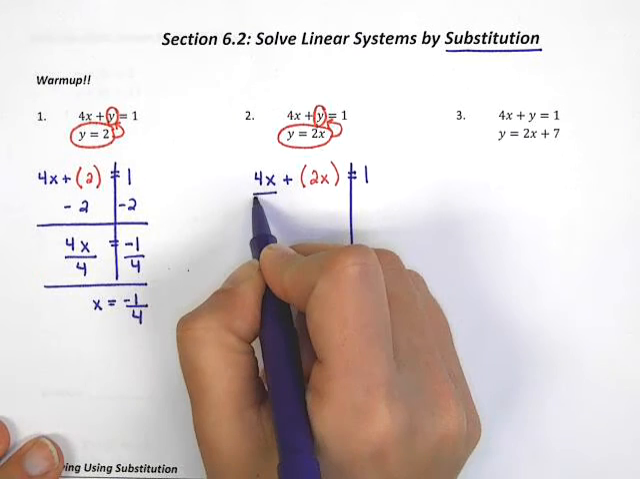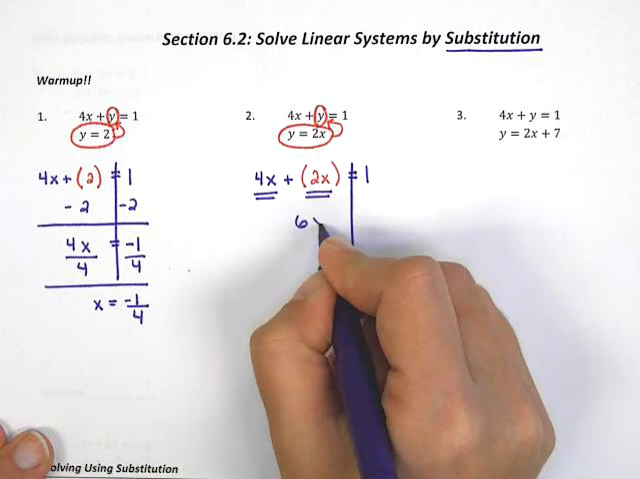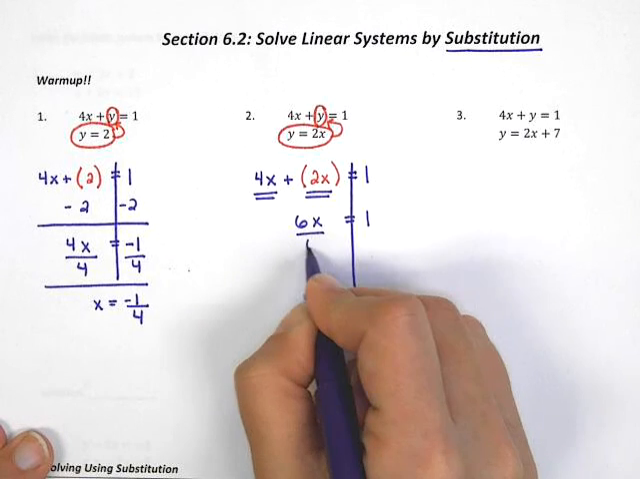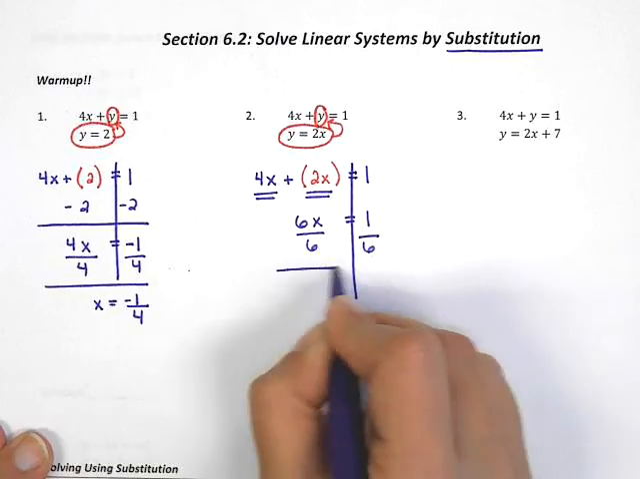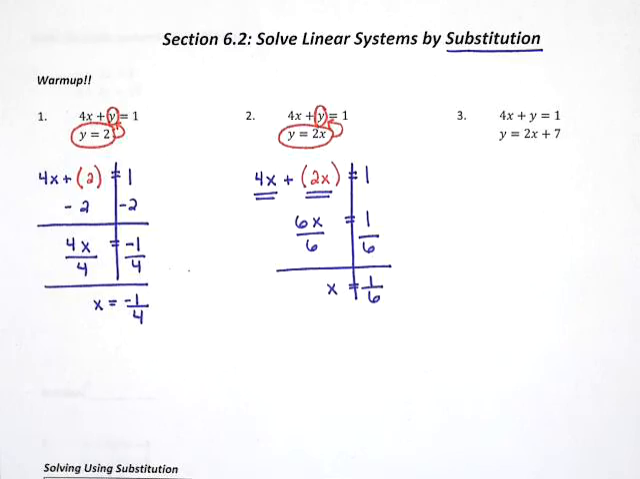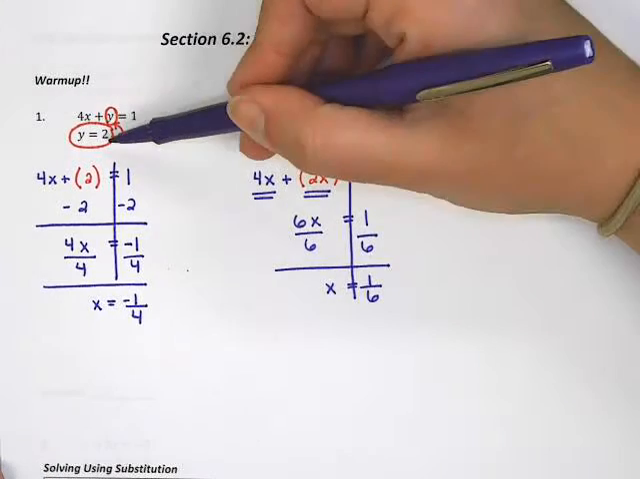Because 4x and 2x are like terms, we would combine those and we would get 6x equals 1, which we could then solve by dividing by 6, so x equals 1/6. Same idea, we're substituting. We're just this time plugging in a 2x instead of just a 2.